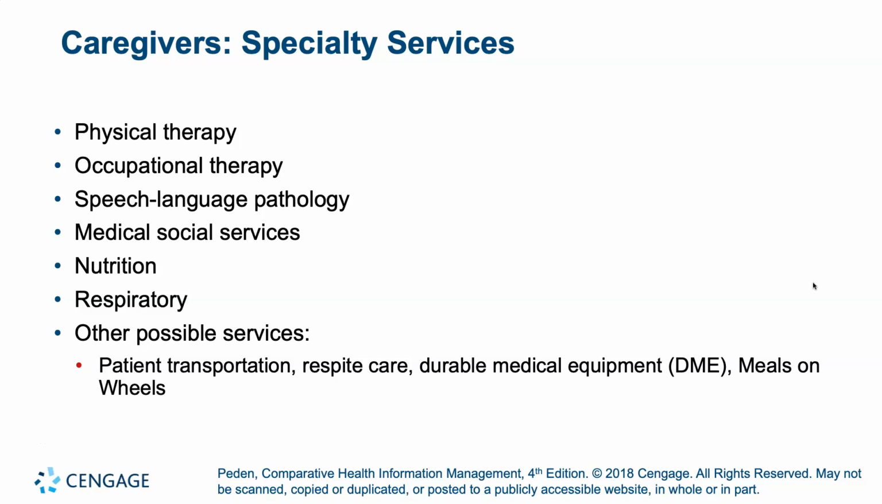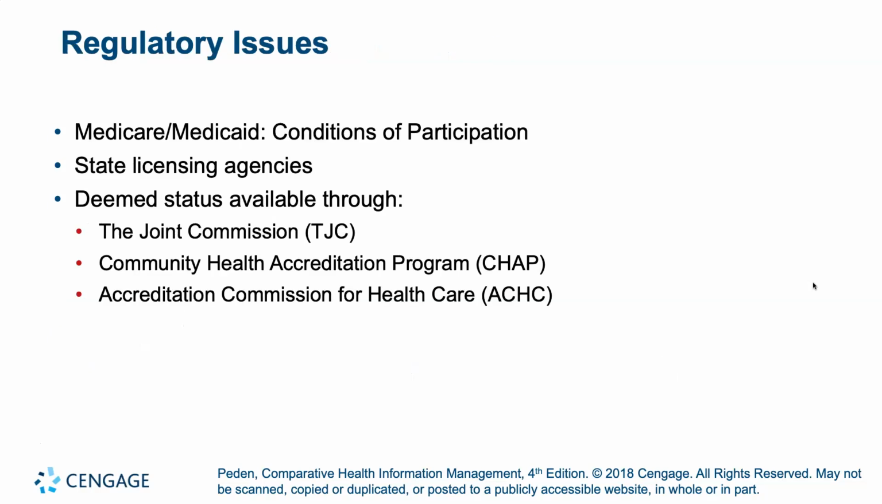So we are now up to page 451 in your book, regulatory issues. So what are regulatory issues as it comes to the setting of home health? Well, you do have Medicare, Medicaid conditions of participation, those good old COPs. You have state licensing agencies, because remember, each state does it differently. So their licensing agency is the one that is monitoring the home healthcare organization. They can have deemed status through Joint Commission, Community Health Accreditation Program, or Accreditation Commission for Healthcare. Sorry, I can't spit that one out.